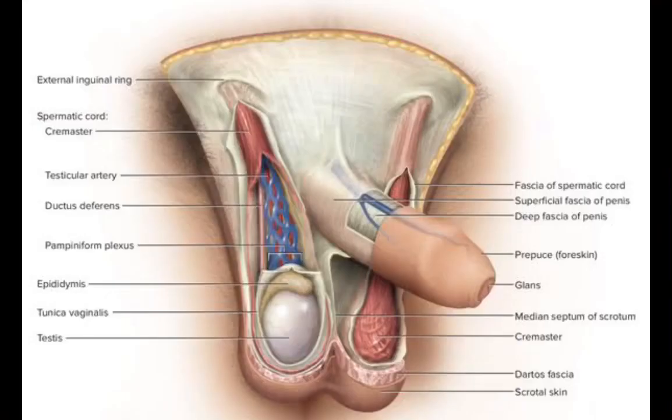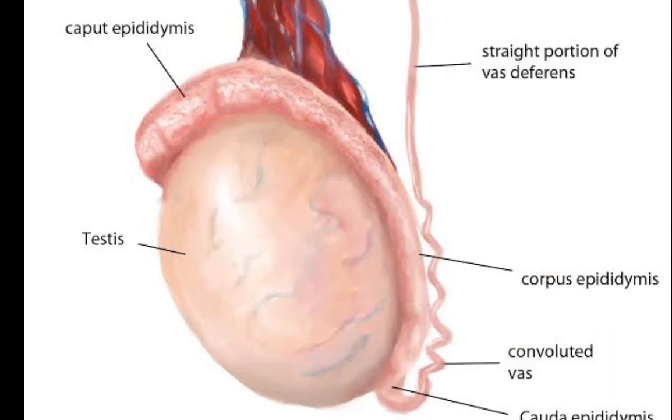Now the male genital system includes the testes, vas deferens, seminal vesicles and ejaculatory ducts. Among all these things, today we will discuss the testes. Now the testes are a pair of male reproductive glands which are ellipsoid in form and which are suspended into the scrotum by the corresponding spermatic cord.